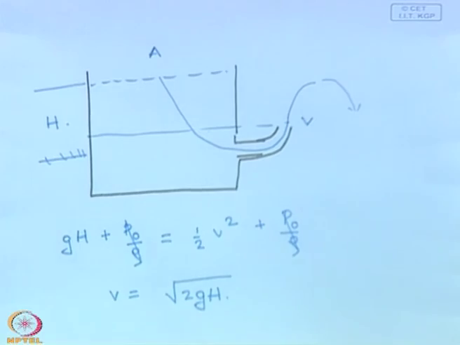Okay. So, we have used Bernoulli's theorem to calculate the speed with which the water comes out of the outlet over there. Okay. So, let me end our discussion of fluid mechanics over here, and we shall move on to some other topic in the next class.